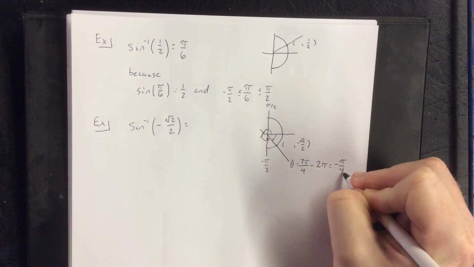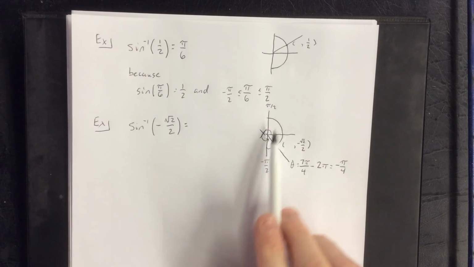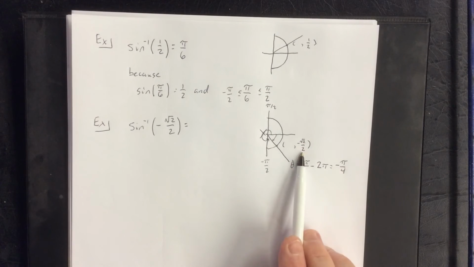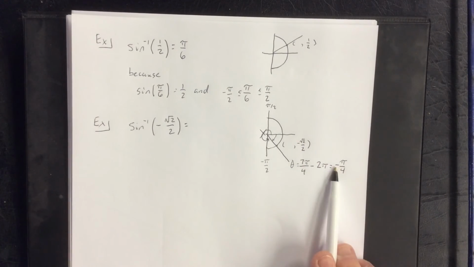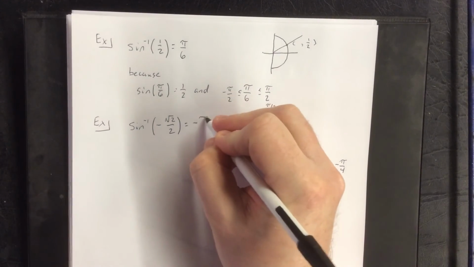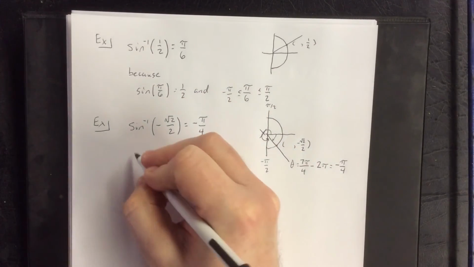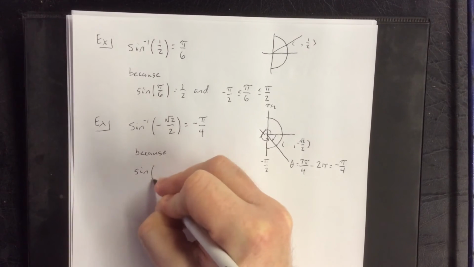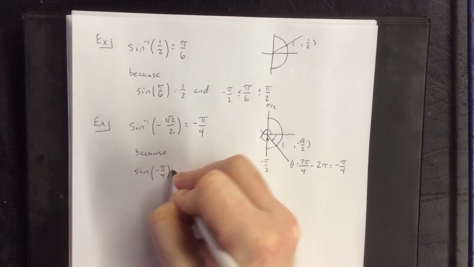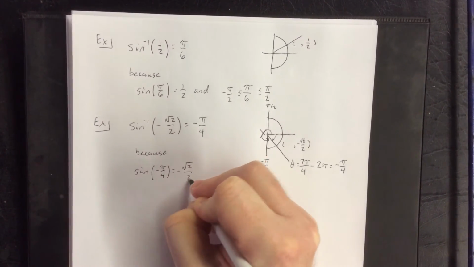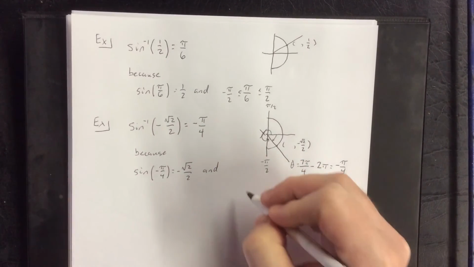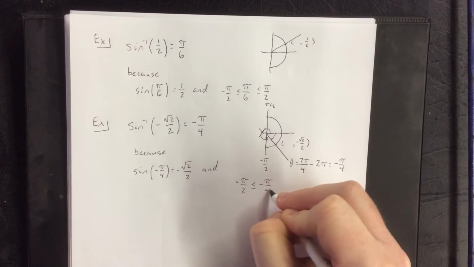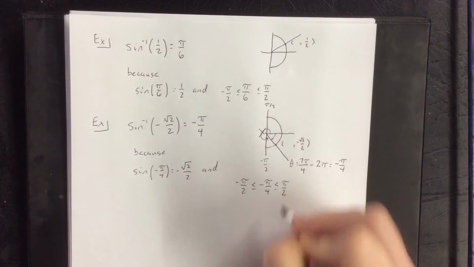You'll also notice that there's symmetry with the first quadrant. So if you can identify the angle in the first quadrant whose sine is positive root 2 over 2, go ahead and tag on a negative sign and you'll have your answer. So once again, this is because the sine of negative pi over 4 is equal to negative root 2 over 2, and negative pi over 4 is in the appropriate restriction, as being between negative pi over 2 and positive pi over 2.